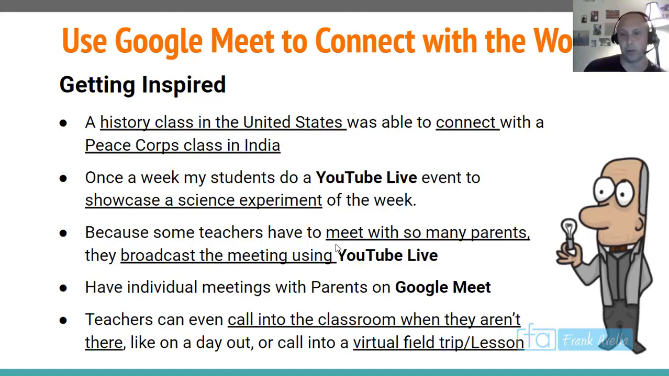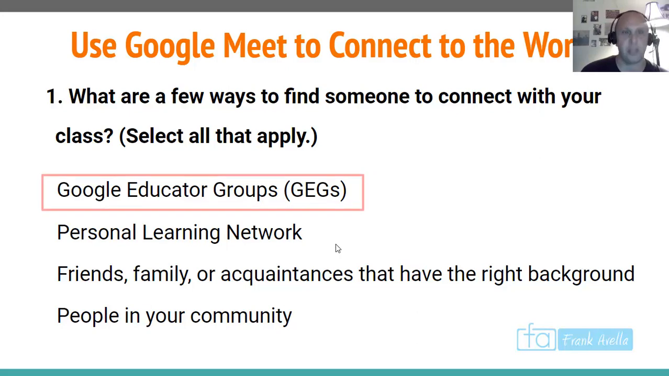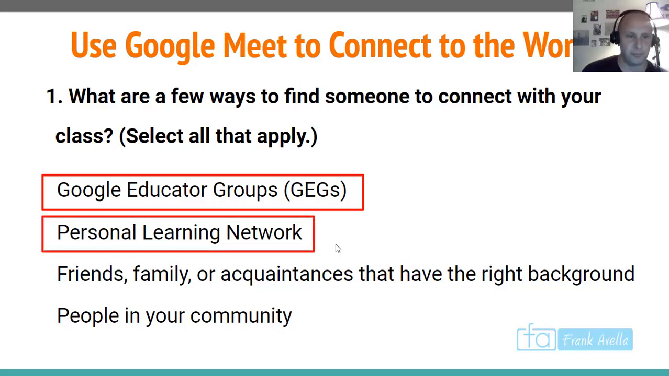Meet is great for a one-on-one. If you want to do a one-on-one meeting, that's more like a Google Meet. If you want to do it for everybody, like public, that's where YouTube Live would come in. Teachers can even call into the classroom when they aren't there, like on a day out, or call into a virtual field trip lesson. So what are a few ways to find someone to connect with in your class? Google Educator Groups, and they're still around. The Personal Learning Network.